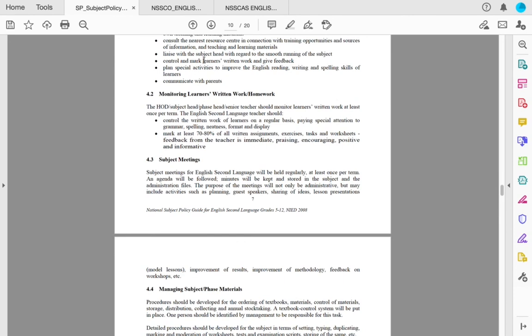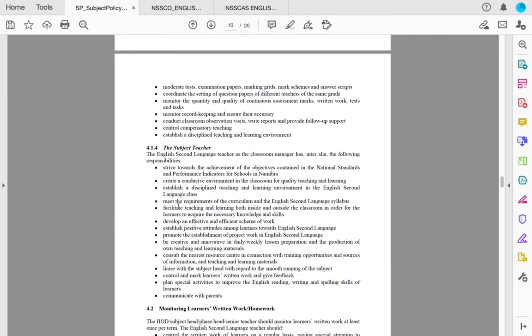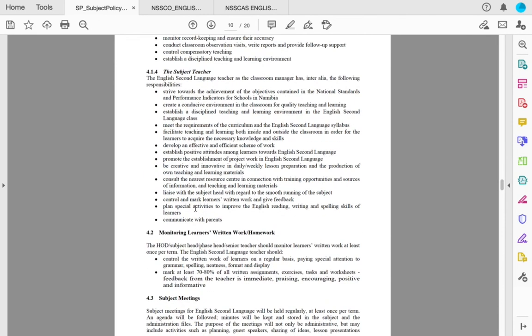And then control and mark learners' written work and give feedback, not only written but also spoken, on oral work that the learners may have completed. Plan special activities to improve English reading, writing, spelling, even speaking. Those are things that you have to focus on, like how creative can you be to help your learners improve, and then communicate with parents. So those are our main responsibilities as subject teachers when you go into school.